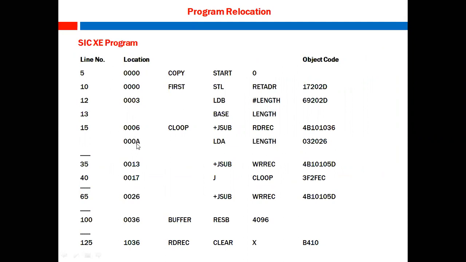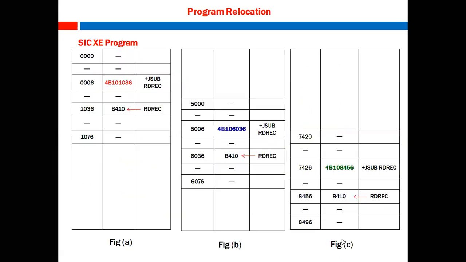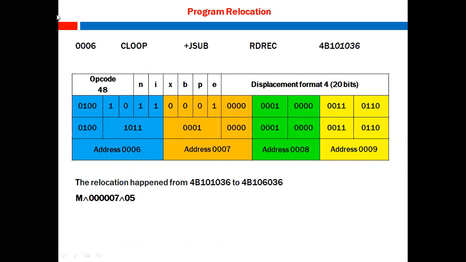So it is 0008. So 4B is stored at 06, then 10 stored at 07, then 36 stored at 08, and then 36 stored at 09. So the next location will be B, right? So now, yeah, we will come back to this. So the first 2 digits at 0006, the next 2 digits at 0007, and the next 2 digits at 08, and then the last 2 digits at 09.